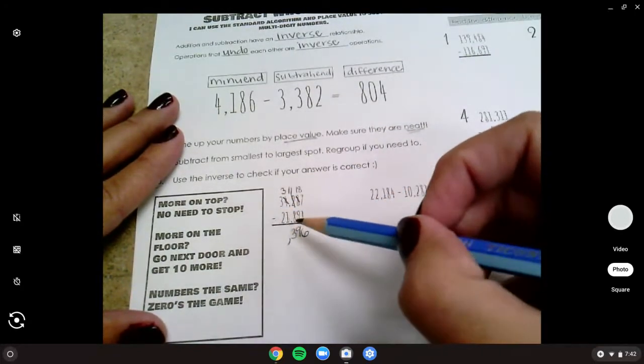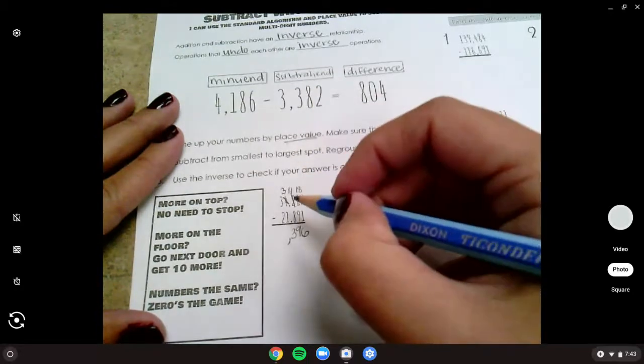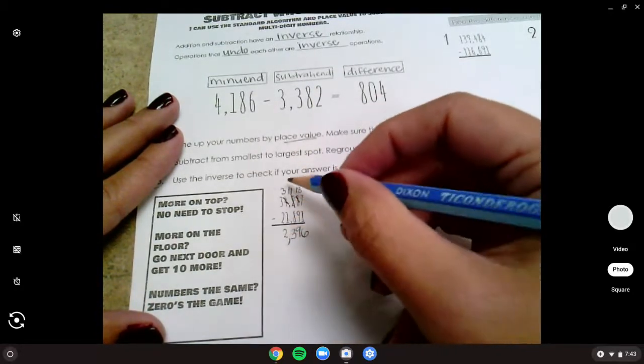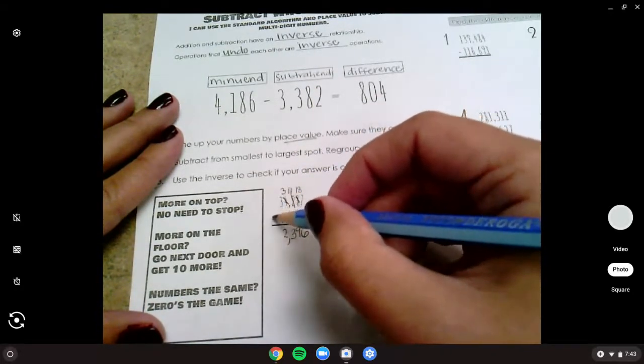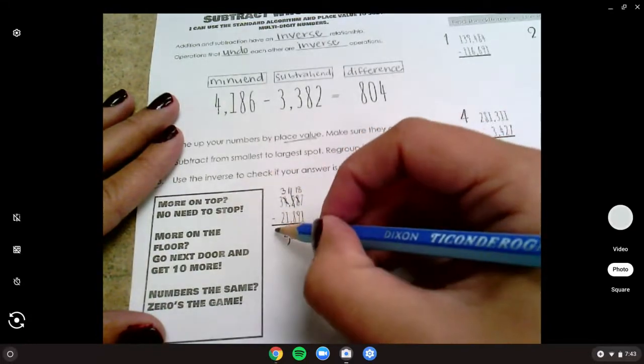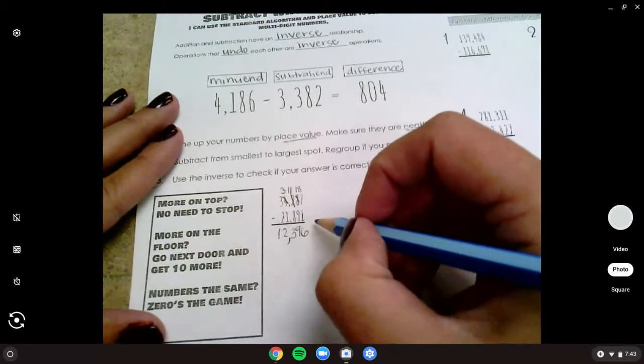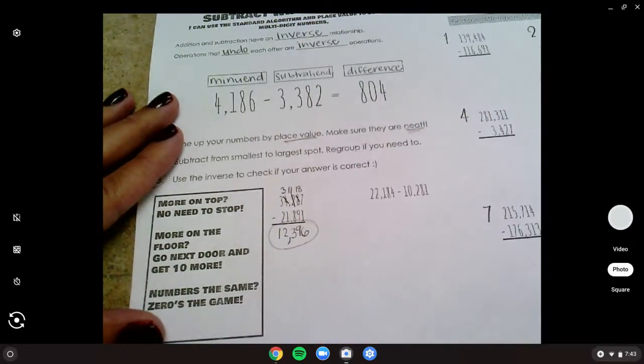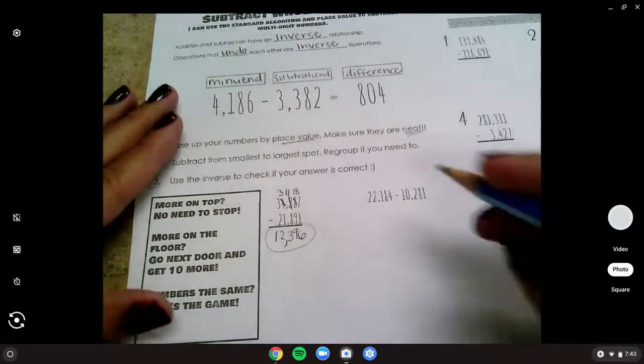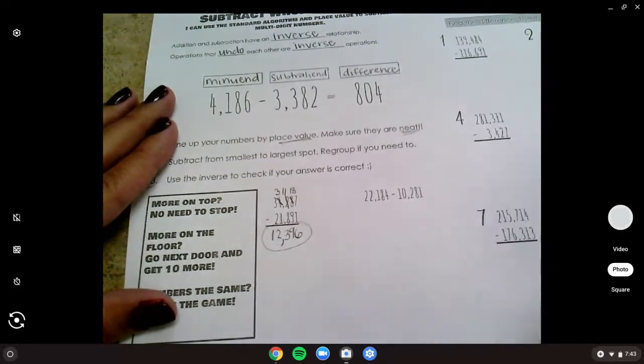3 minus 1, more on top, no need to stop. That's 2. And 3 minus 2, more on top, no need to stop. That's 1. So my difference was 12,396. Let's take a look at one more together.